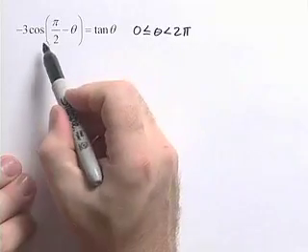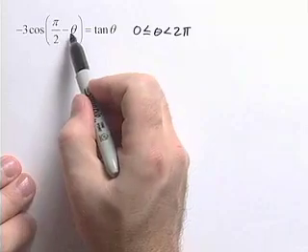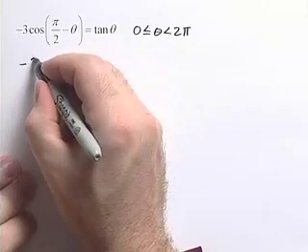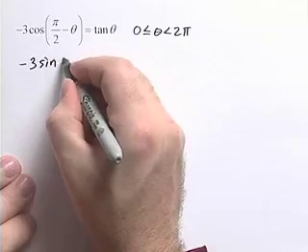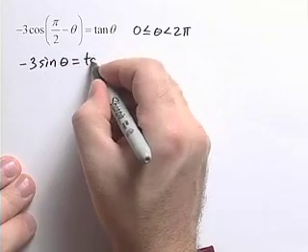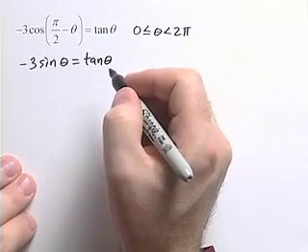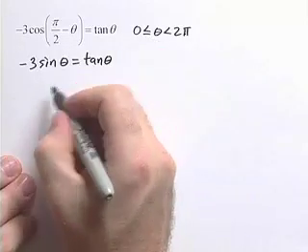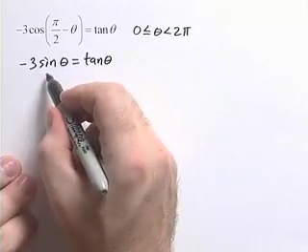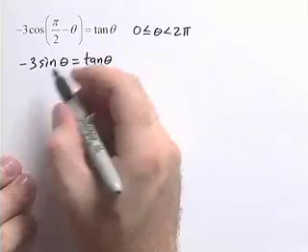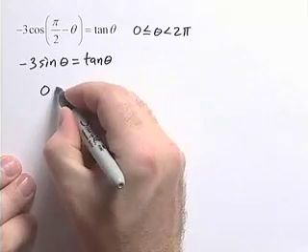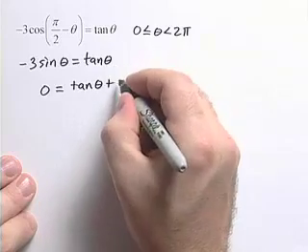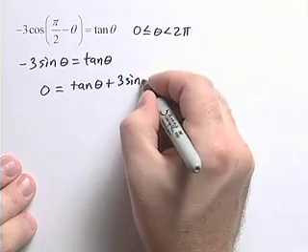First thing we'd like to notice is that cosine of (pi/2 - theta) is equal to sine of theta. So we'll have -3 sine theta is equal to the tangent of theta. Next, we're going to bring the -3 sine theta to the other side, so we'll get a 0 on the left. We'll have 0 is equal to tangent of theta plus 3 sine theta.